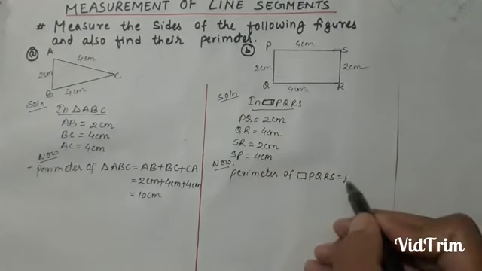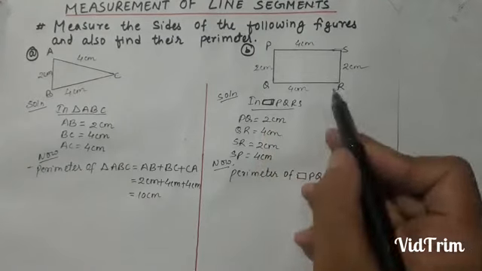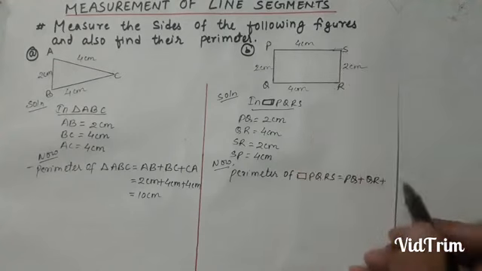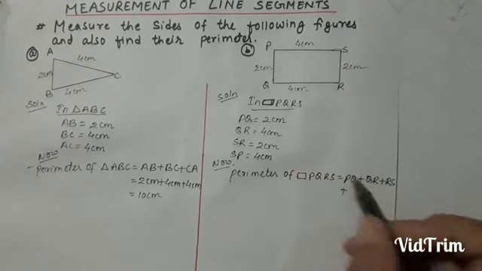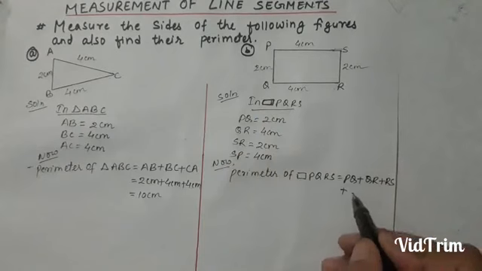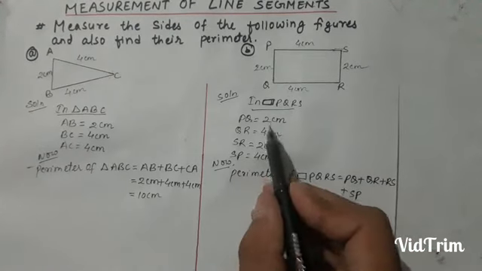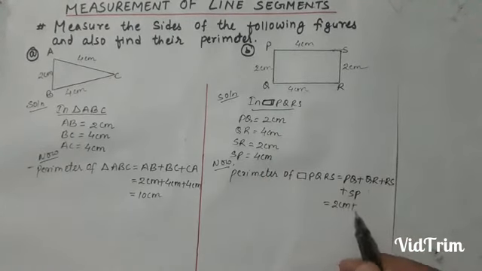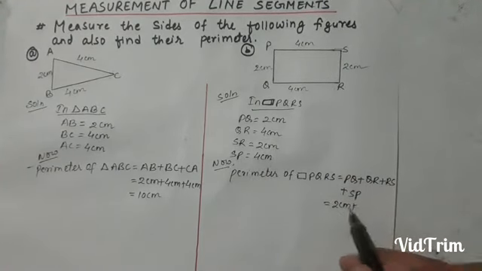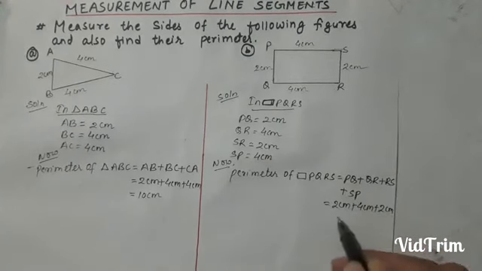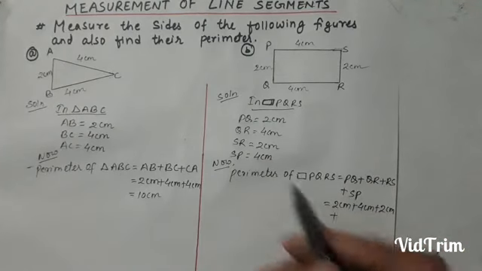So PQ plus QR plus another side is RS plus last one is SP. So students, let's keep the value of PQ. You can see PQ is 2 centimeter. QR you can see it is 4 centimeter plus SR you can see it is 2 centimeter plus SP you can see it is 4 centimeter.